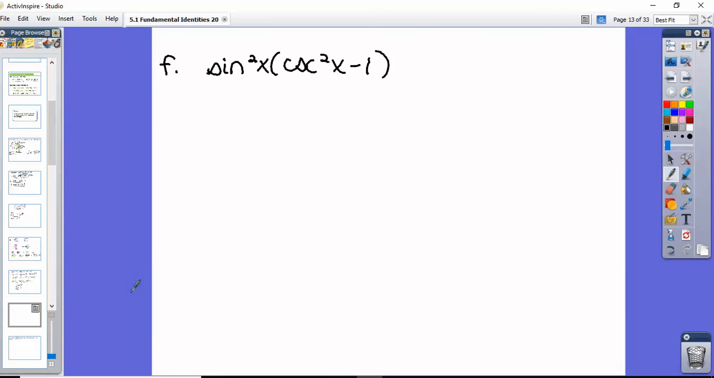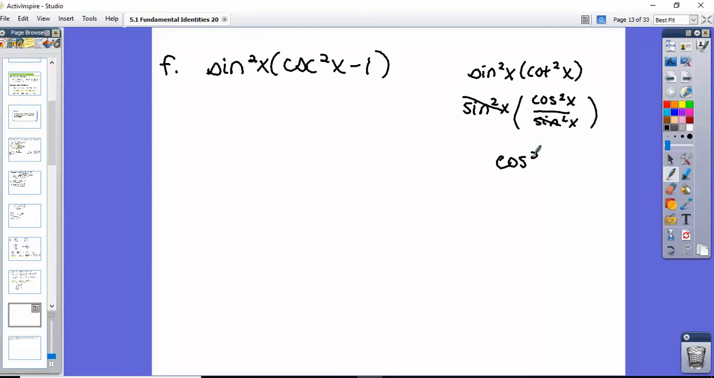Okay, this one has a couple different ways. If you recognize cosecant squared minus 1 is cotangent squared, so you could change that to sine squared x times cotangent squared x. Cotangent is cosine over sine. Sines cancel and you just get cosine squared.